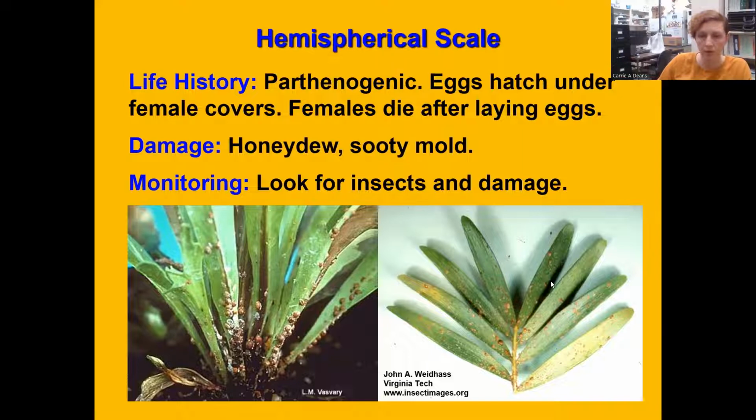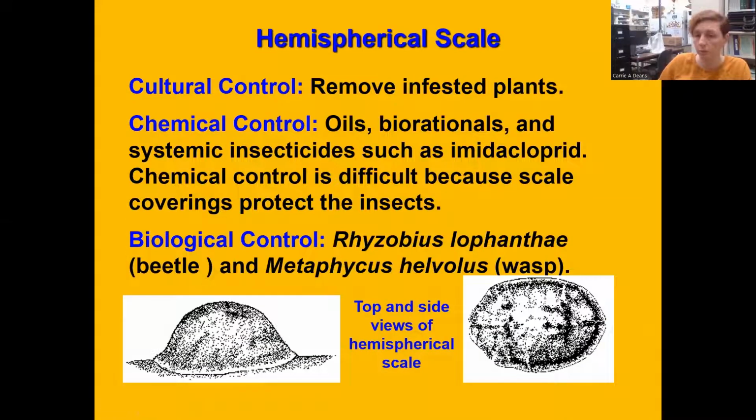Damage to look for, again, honeydew, sooty mold, or as we can see in these pictures, on certain plants, it's quite easy to see infestation of this particular species because it is more lightly colored and larger. And again, you can remove infested parts of plants. You can use oils, systemic insecticides, as we talked about. And it does look like there are some biocontrol options, a beetle here, and then also a parasitic wasp option for this particular species.